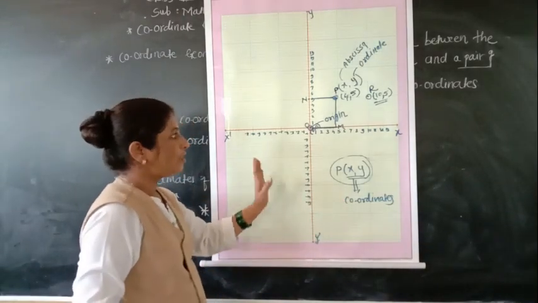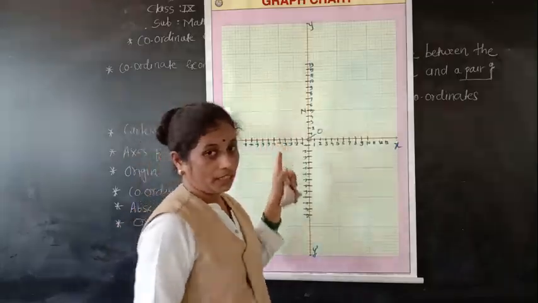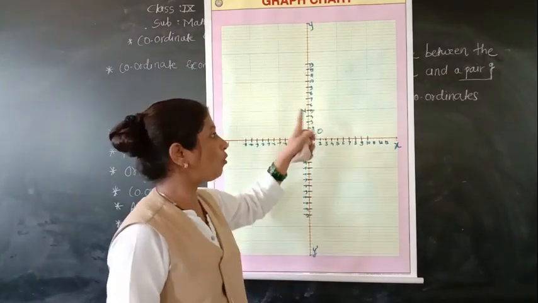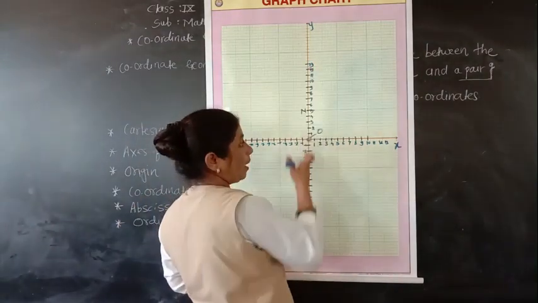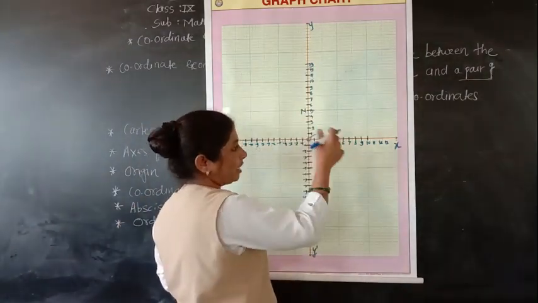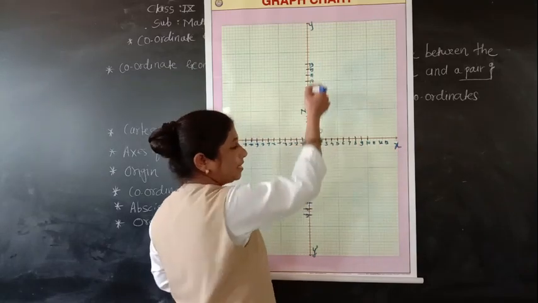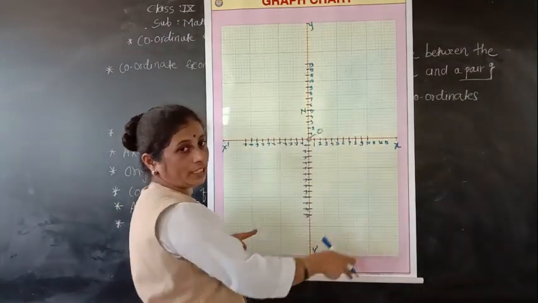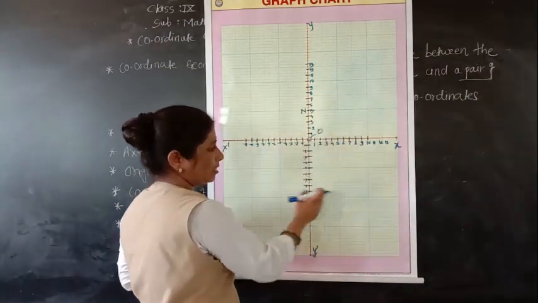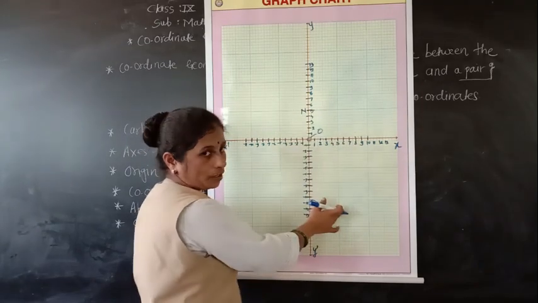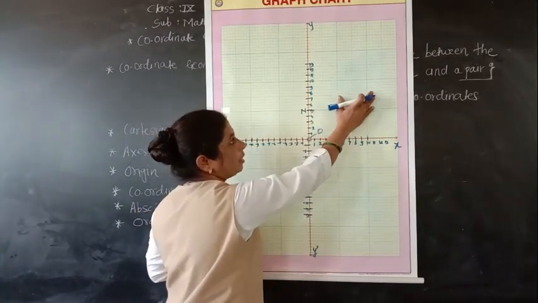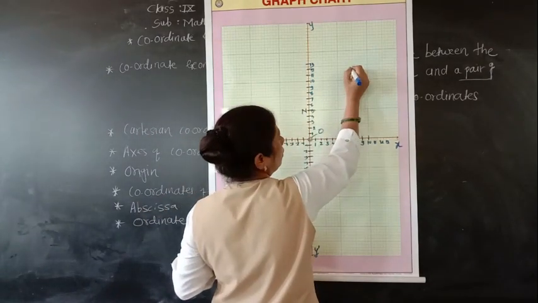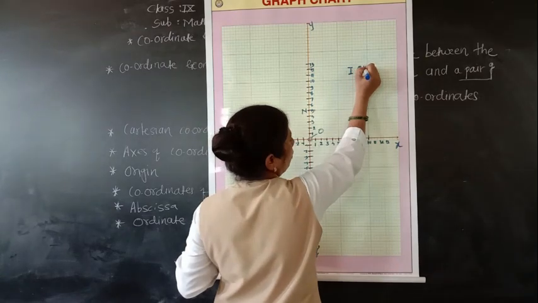Now we will see what the quadrants are. A quadrant is a 1/4 part of the plane divided by the coordinate axes. The coordinate axes are x dash and y dash, because they are perpendicular to each other. This whole plane is divided into 4 parts, right? So 1, 2, 3, 4. Each part of this plane is called a quadrant. So this is your first quadrant.